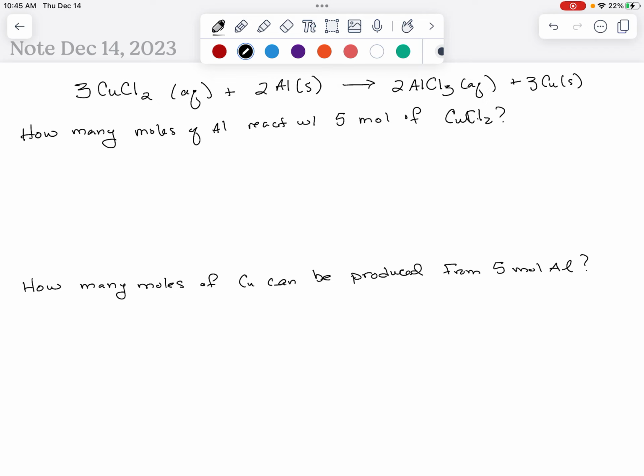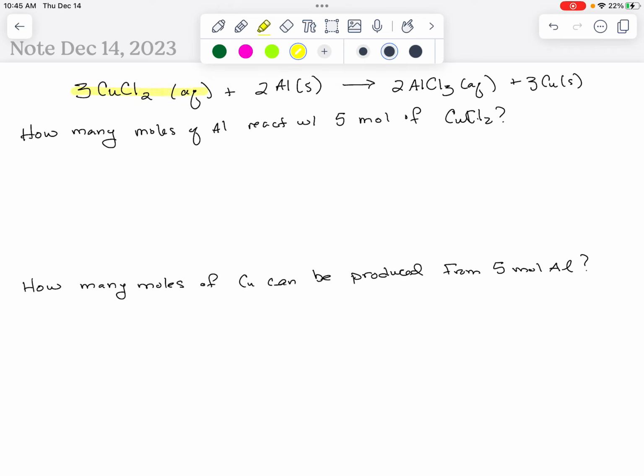Okay, so this is a repeat video because I had an arithmetic error in the original. Here we are looking at ways of interpreting moles and how mole ratios are worked with in balanced chemical equations.